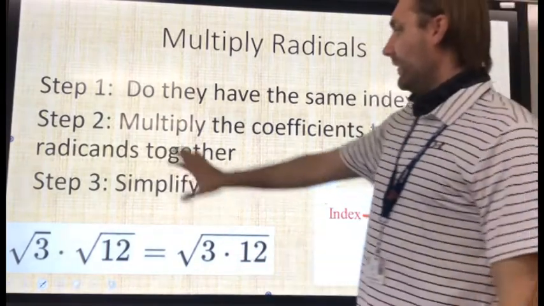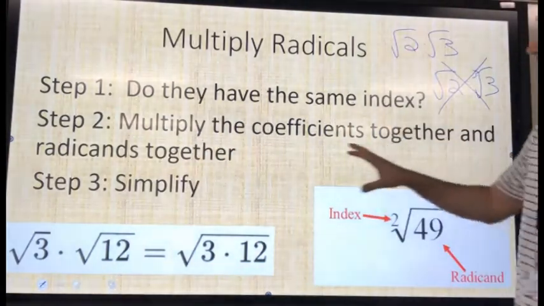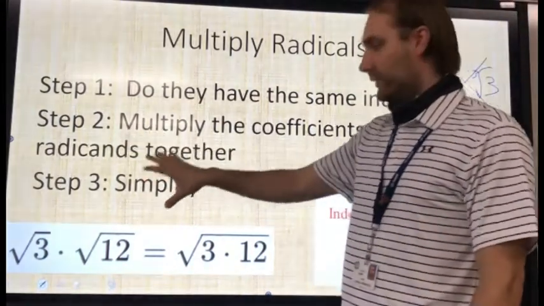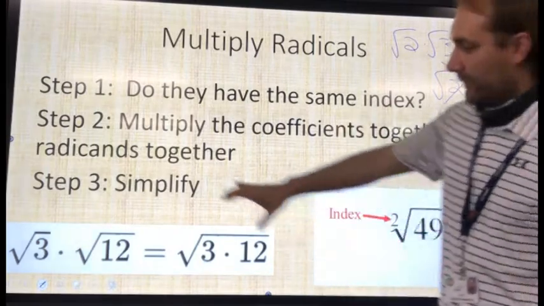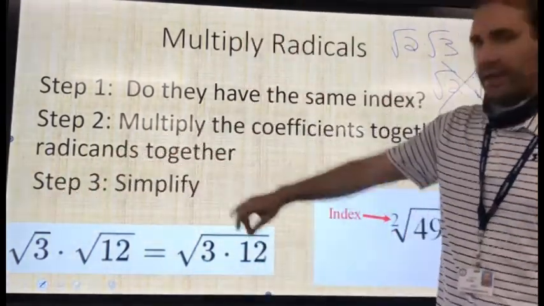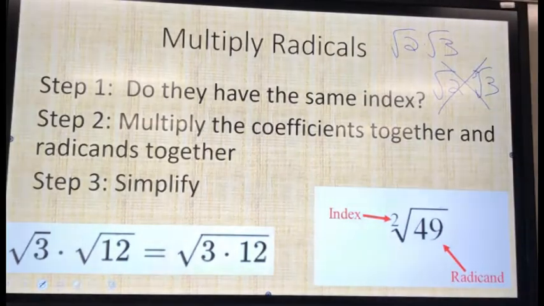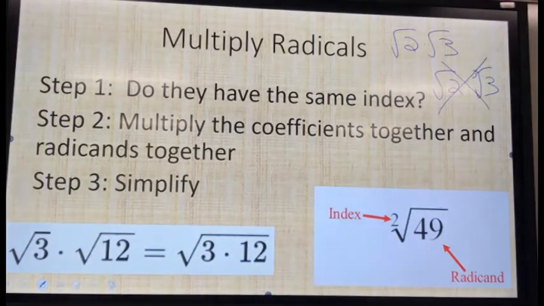How you want to multiply is multiply the coefficients, so the number on the outside, and then the radicands, the numbers on the inside, together. So notice here, how do you multiply radicals? We'll multiply the insides together under one radical. And then you want to simplify. Don't simplify first, because you'll just give yourself more work. You'll have to simplify at the end. This one is a little bit easier, I think, multiplying.